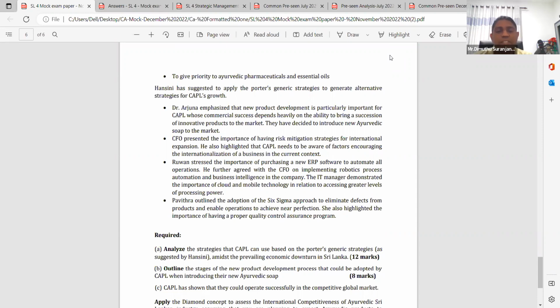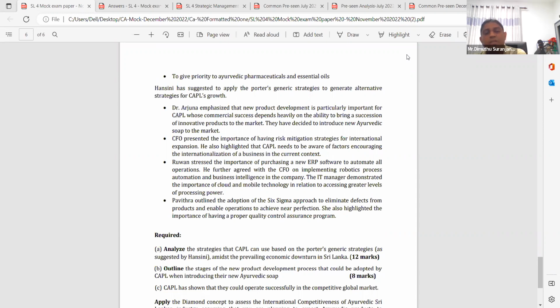He further agreed with the CFO on implementing robotic process automation and business intelligence in the company. The IT manager demonstrated the importance of cloud and mobile technology in relation to accessing a greater level of processing power.